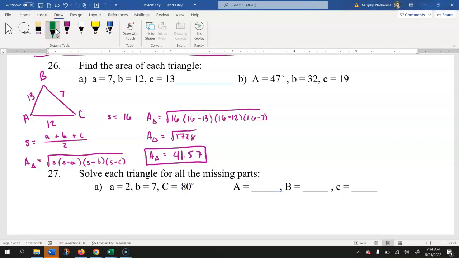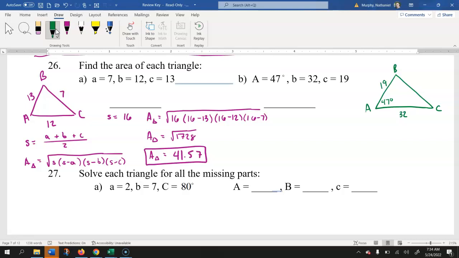For 26B, this one's different. They don't give us three sides, so we're not going to use the semi-perimeter for this one. This one we have a different formula. So let me first draw out our triangle. So let's call this A, B, and C again. So angle A is 47 degrees. Side B is 32, and side C is 19.